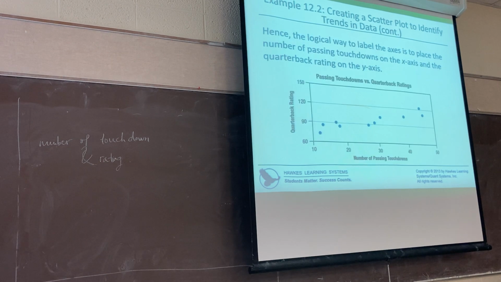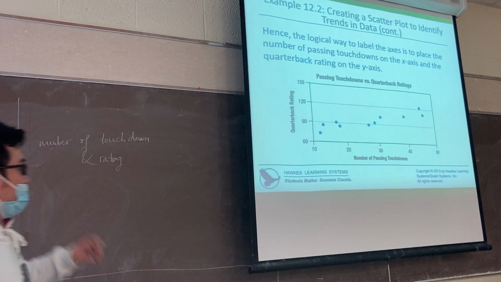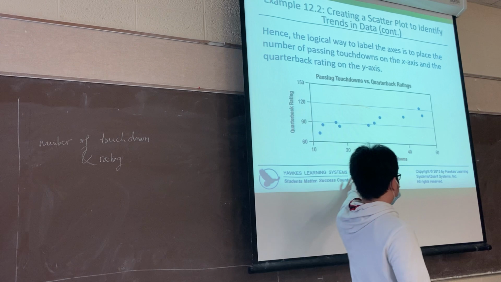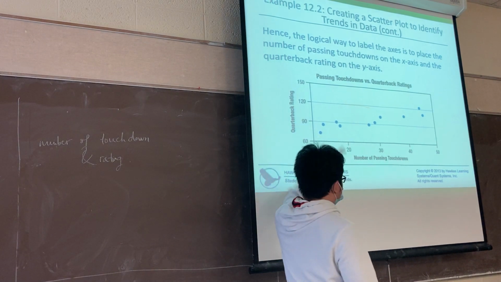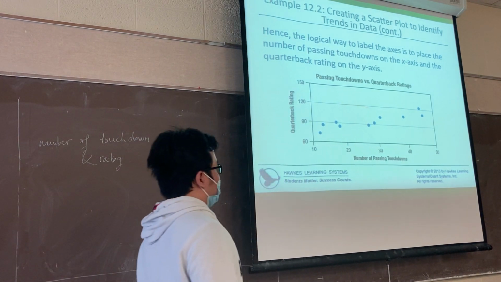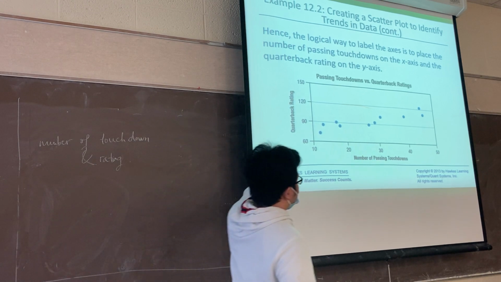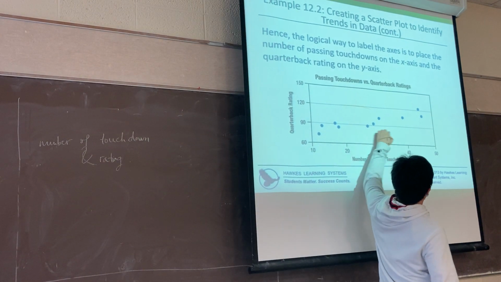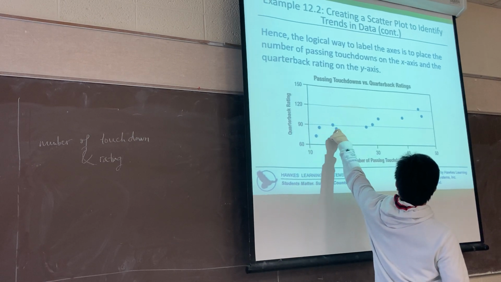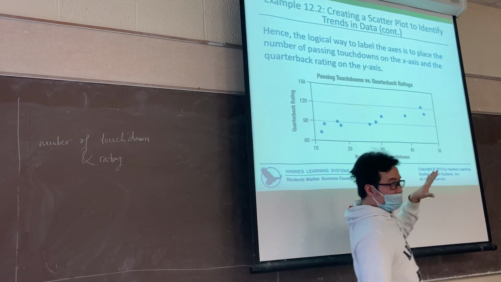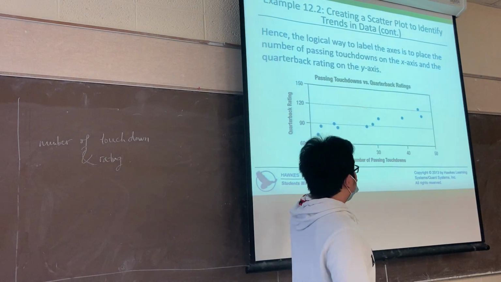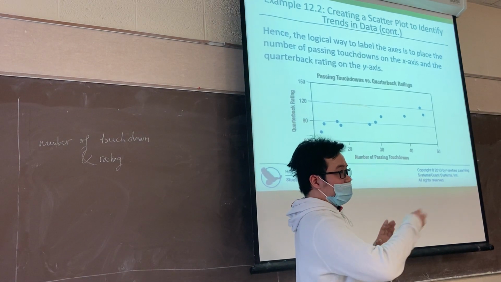You can see that this is the number of passing touchdowns, and this is the quarterback rating. In this case, we can see there is a line that will touch these points. So in this case, we call this data having a linear pattern.